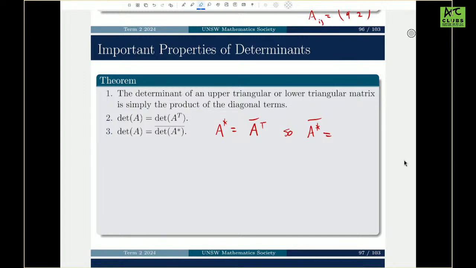I'm not very good with this. Yeah, there's this A^T, and then it follows from the fact that the determinant of A star conjugate is just the determinant of A transpose, which is the determinant of A. So that's how we get that third property. Very nice.